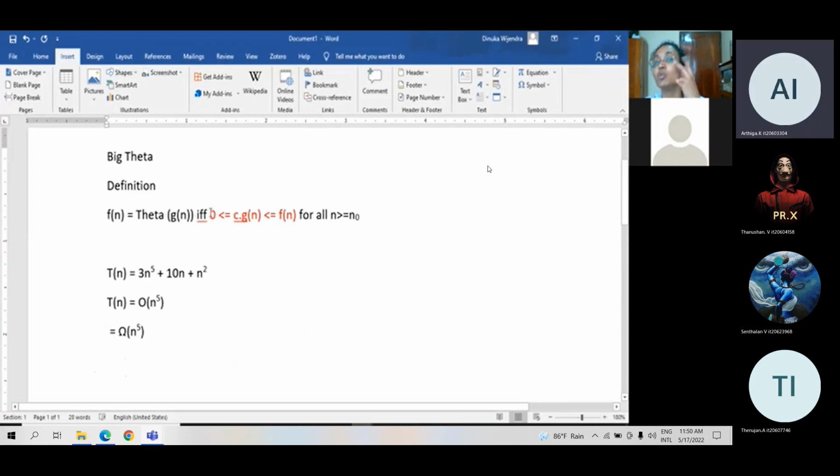Remember, theta is talking about both the limits. Both the limits means what? Upper and lower both. Okay. So it should be like, we'll take C1 here and we want to have another constant called C2.